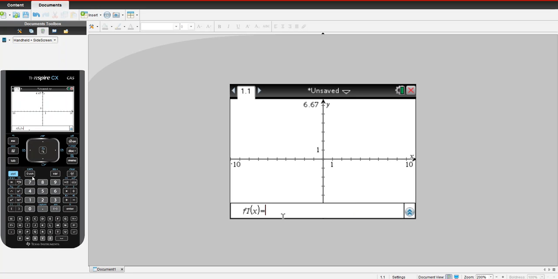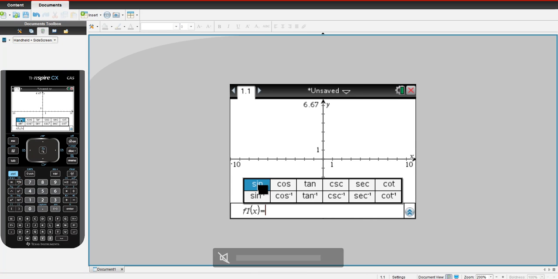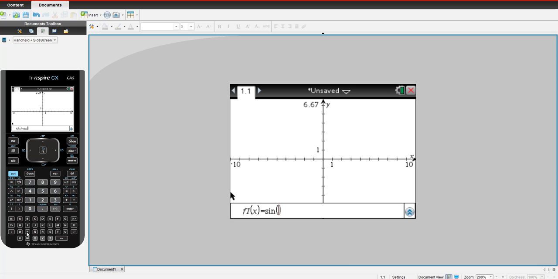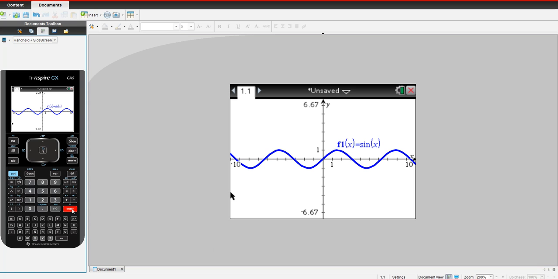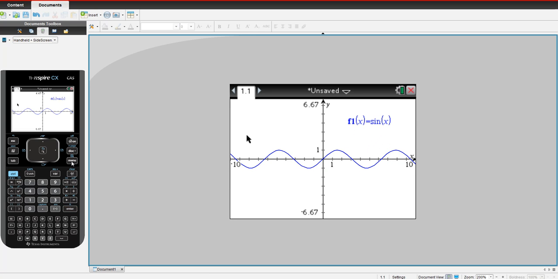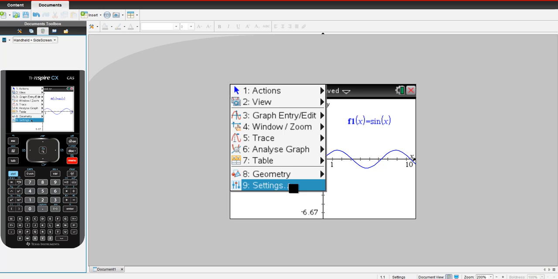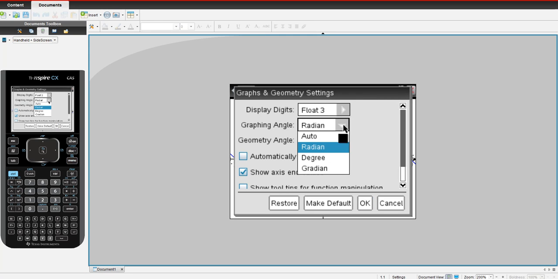Let's have a look at the sine function. Again, let's draw the sine x. Enter. Remember, we have to change a couple of things. We go to menu and then to settings, because this has to be in degrees because we're working in degrees.